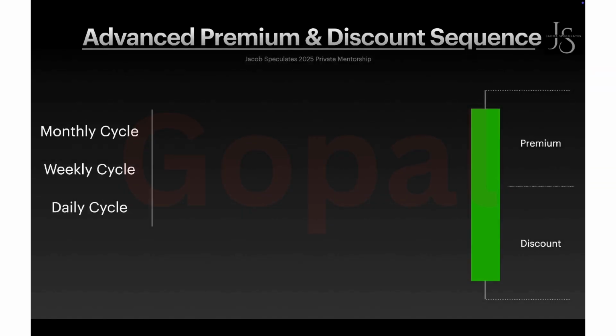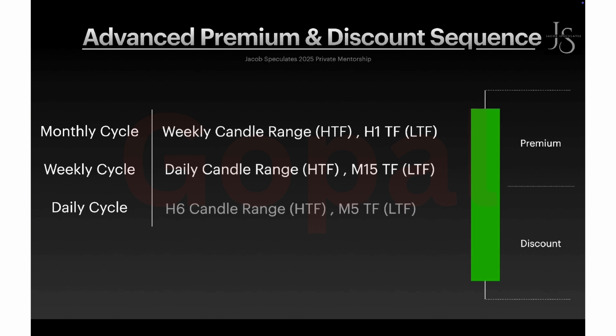Advanced premium and discount sequence. Now, if you want to stay in tune with any of the higher time frame cycles, even if you consider the daily cycle a higher time frame cycle and you would like to scalp, then this is exactly how you would do it. So, starting out with the monthly cycle, if you want to stay in tune with the monthly cycle, then you would look at the weekly candle range. That would be your higher time frame, and then you would look at the 1-hour time frame and use that as your lower time frame.